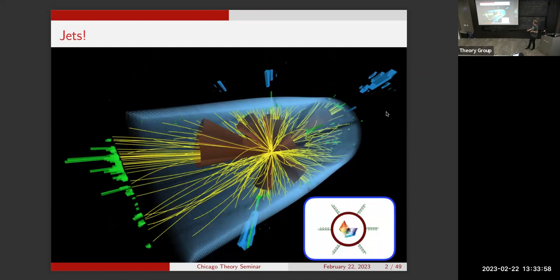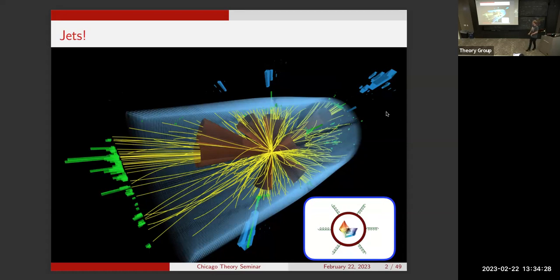Okay, so to get things started, a very basic picture that everyone should be familiar with. When you collide, for example, protons at the LHC, you get very nice collimated sprays of particles, which are called jets. The classic way of thinking about them, which is also the simplest, both from a theoretical perspective and from a data analysis perspective, is to cluster them into cones, which are called jets, which have some particular directions and energies.